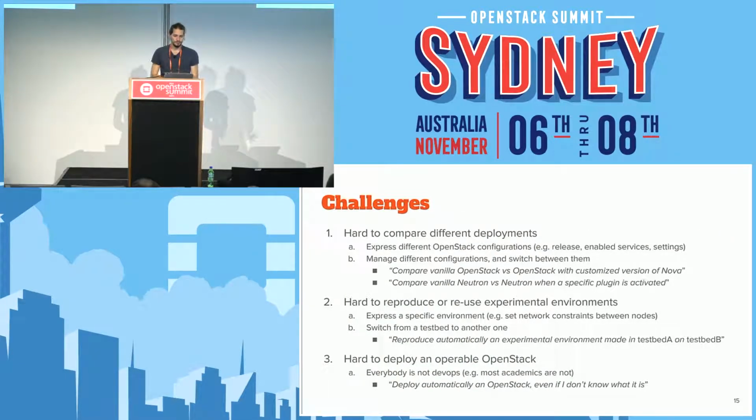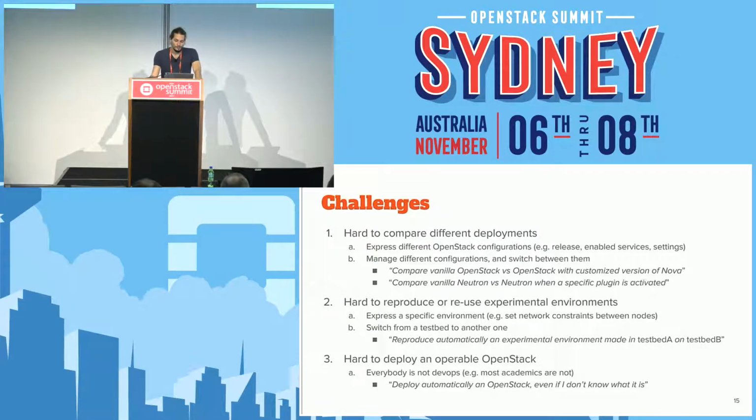So I would like now to define 5 challenges that are related to OpenStack evaluations. The first one is that it is hard to compare different deployments of OpenStack. Why? Because first, we need to express different OpenStack configurations, so related to OpenStack release, the services that you want to deploy, and the settings of these services.